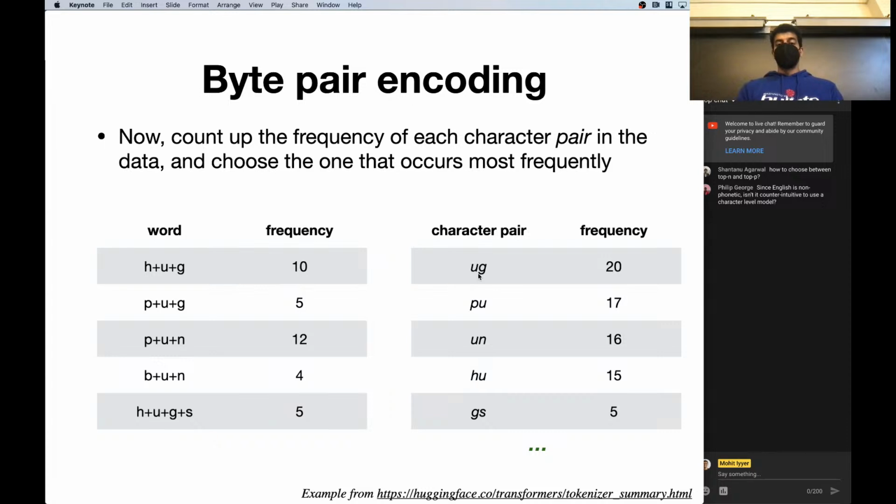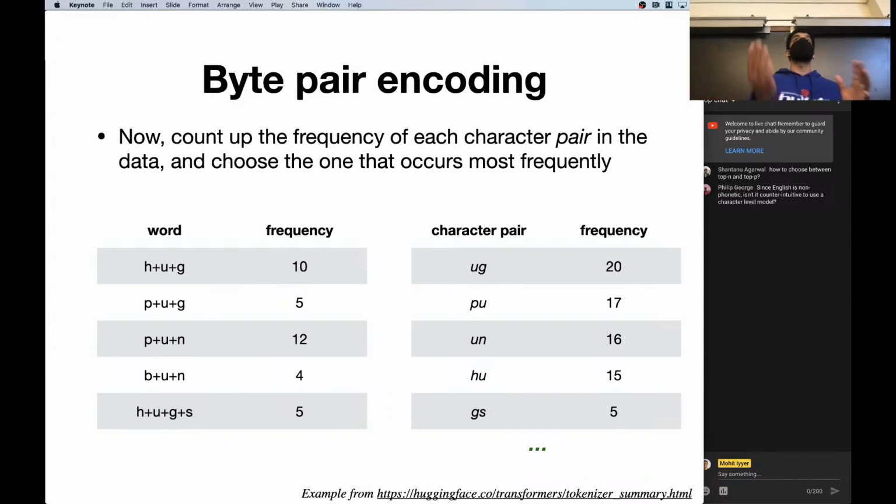I see that the pair UG occurs 20 times. So you can see it occurs 10 times in hug, 5 times in pug, and 5 times in hugs, right? So 20 times. And similarly, I can count up all the other character pairs that occur in this data set, count up their frequency, and rank them by the frequency. So I find that UG is the most frequent character pair in my data set. So the next step is I'm going to merge UG into a single subword, and I'm going to add this new thing, UG, into my vocabulary.